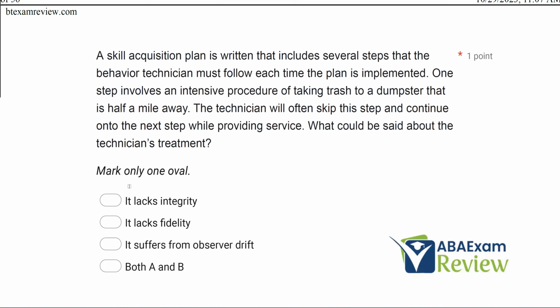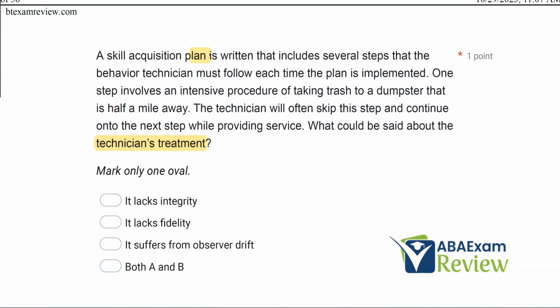A skill acquisition plan is written that includes several steps that the behavior technician must follow each time the plan is implemented. One step involves an intensive procedure of taking trash to a dumpster that is half a mile away. The technician will often skip this step and continue on to the next step while providing service. What could be said about the technician's treatment? Okay, this is kind of a learning question because you're going to hear these words.